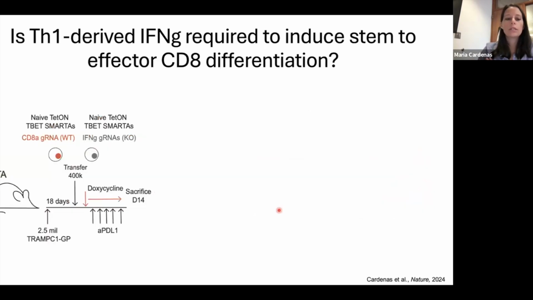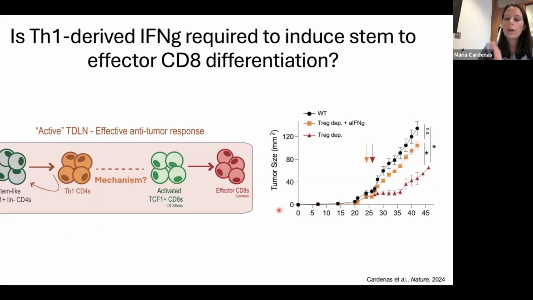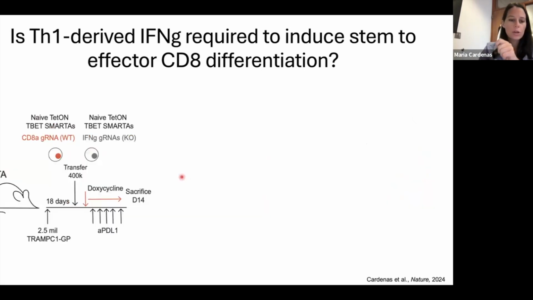And so we really wanted to get at where is interferon gamma acting intrinsically and where is it coming from, right? Because we could also argue that maybe NKs or CD8 T cells themselves are producing interferon gamma. And so the first question we asked was, where is it coming from? Is it the Th1 CD4s that are required? Is it the Th1 CD4s producing interferon gamma that are required to drive this process?